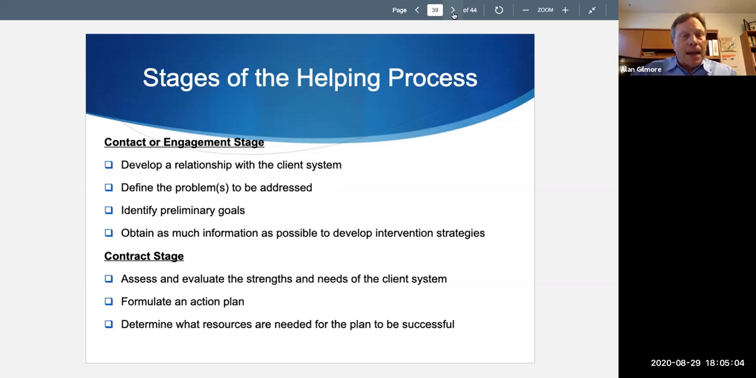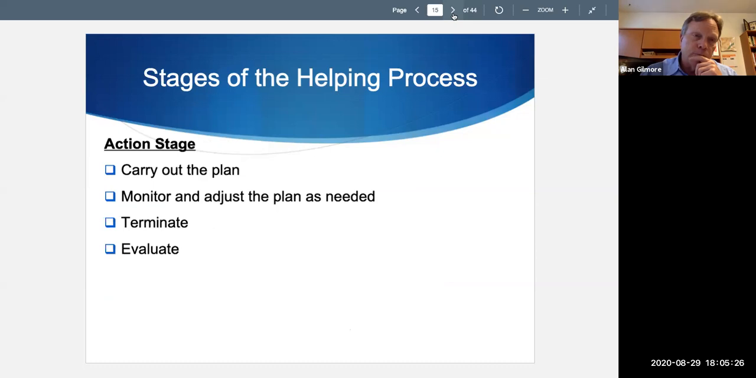The engagement stage, again, continuing to develop the relationship, identifying goals, and then the contract stage, assessing and evaluating the strengths and needs of the client system, formulating the action plan, and determining what resources are needed. Action stage: carrying out the plan, and this also then includes termination and evaluation.